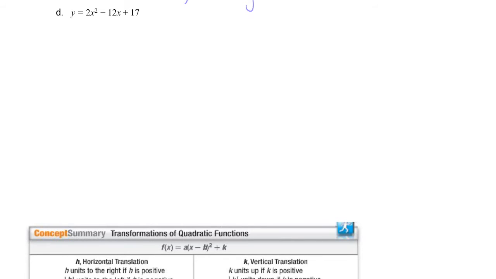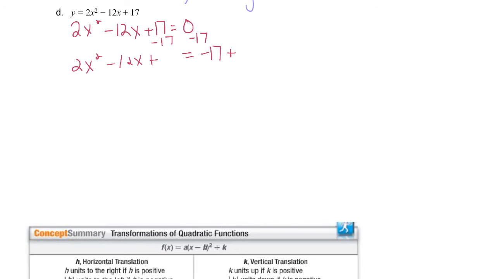All right. This one is much like the next to last one that we just did. So let's go ahead and get started. How we usually do, we're going to flip it around. 2x squared minus 12x plus 17. And then we make y 0. I'm going to move the constant to the other side. So that means I'm going to subtract 17. 2x squared minus 12x plus a something equals negative 17 plus a something.